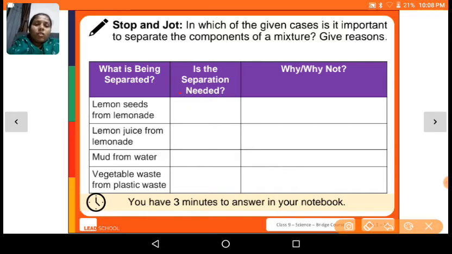Mud from water. We have to separate mud from water. Yes, it is necessary because mud is harmful for our health. Vegetable waste from plastic waste. Do we need to separate it? Yes, because plastic waste is non-biodegradable and vegetable waste is biodegradable. So we can put that in a compost pit. Vegetable waste will be decomposed easily in a compost pit.